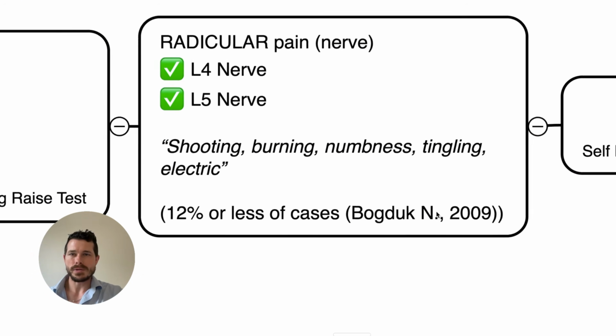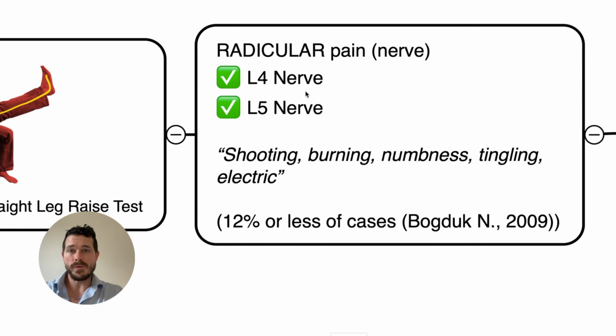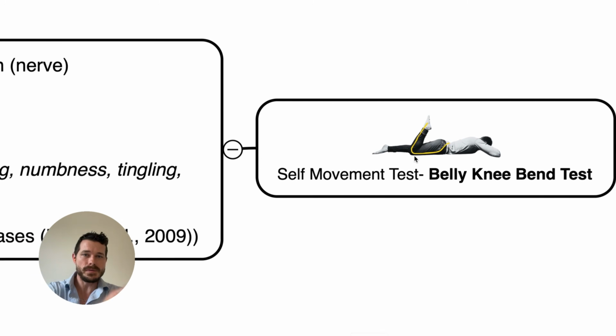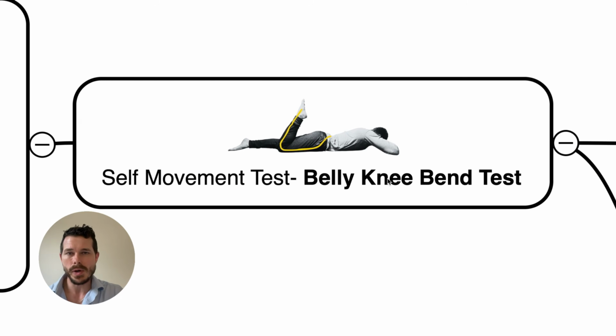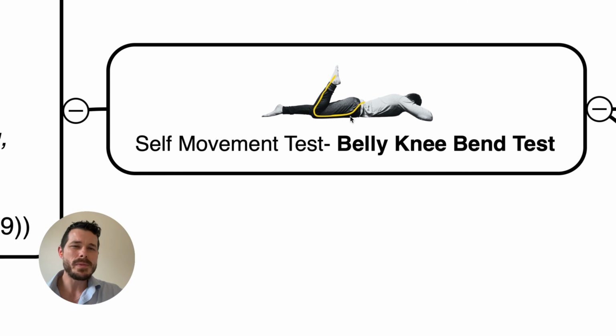So now what I want you to do to further differentiate between, well, is it L4 or is it L5 nerve? Well, we can figure that out, or we can get closer to figuring that out. I want you to perform something I call the belly knee bend test. So you're going to lay down on your belly. I would put a very thin pillow or a very thin towel underneath your pelvis just to remove some of the tension. And then I want you to, laying on your belly, slowly bend your knee as if you're trying to touch your heel to your butt.